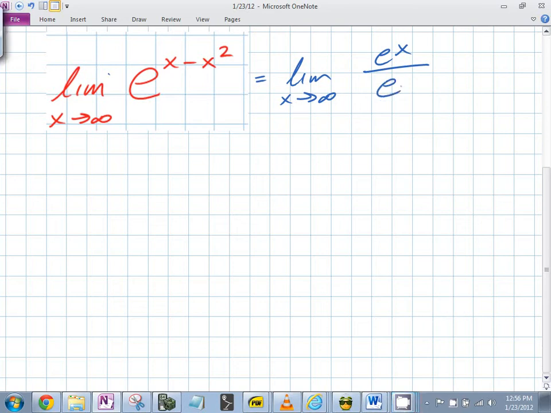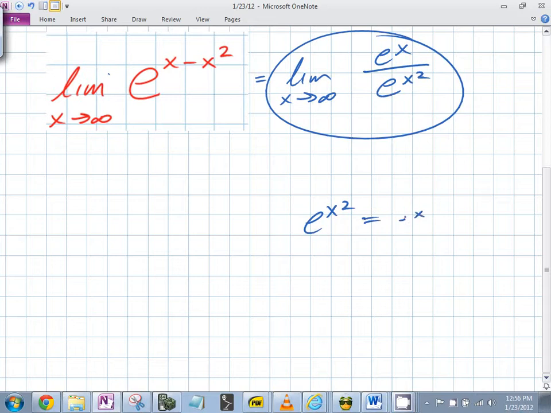e to the x squared, exactly. Now here's the thing. There is nothing algebraically you can really do to that easily. e to the x squared, does that equal e to the x squared? No, it does not. When you have powers of powers, what do you do with them? Multiply them. This equals e to the 2x.